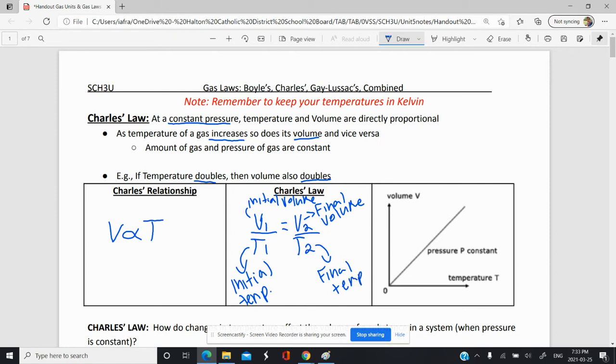When you're using this Charles' law formula, you want to make sure, and all the formulas in this unit, you want to make sure your temperature is in Kelvin. So your temperature needs to be in Kelvin. So if temperature is given to you in degrees Celsius, make sure you convert to Kelvin.